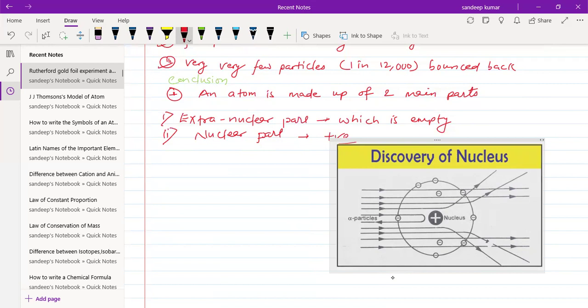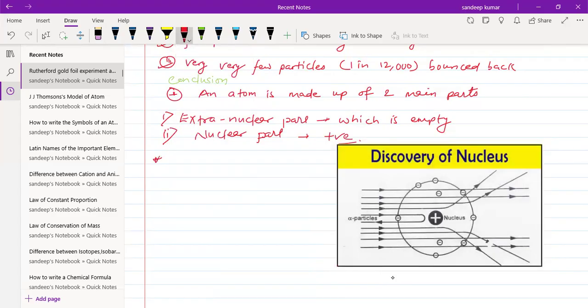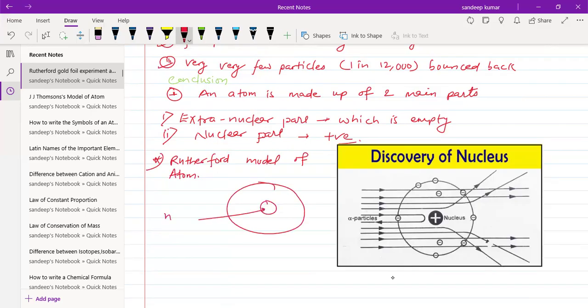After this experiment, he gave the model of atom, the Rutherford model of atom. He told that the atom contains a nucleus at the center, and electrons are revolving in a circular path like this. But he did not tell how or why the electrons are revolving.